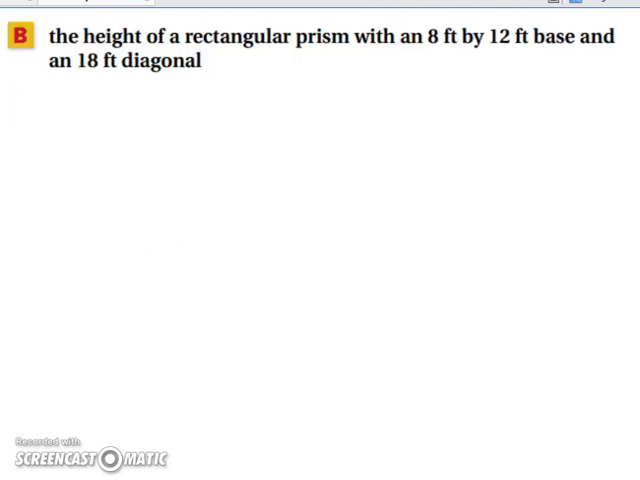Take a moment and try this next one. Now that you've had a moment to try it, let's do it together. The height of a rectangular prism with an 8-foot by 12-foot base and an 18-foot diagonal. Well, in this one, they gave you the diagonal. So you're going to have your 18 equals the square root of, we've got 8 feet by 12 feet, so 8 squared plus 12 squared plus, and we don't know what the height is, so our height is going to be represented by a variable.